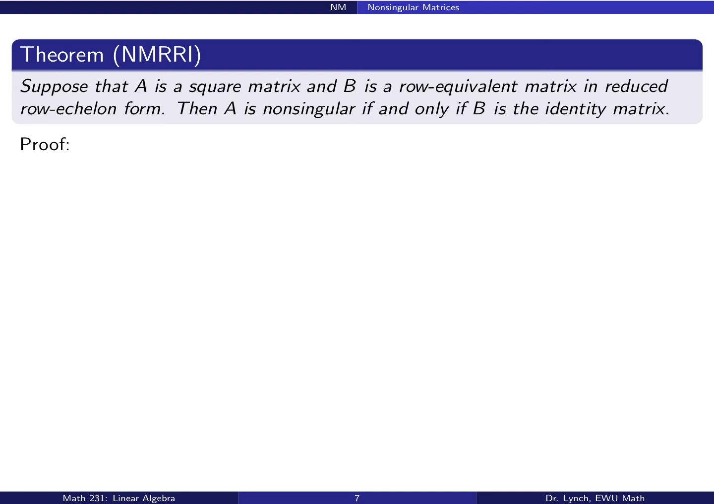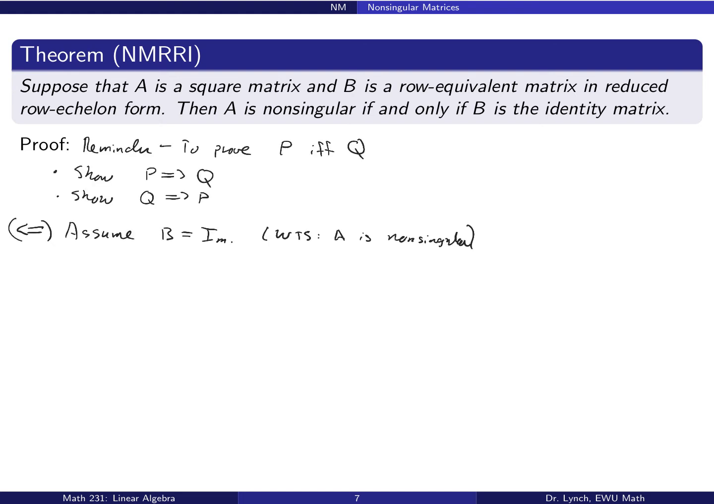If A is a square matrix and B is a reduced row echelon form of that matrix A, then A is non-singular if and only if B is the identity matrix. Okay, so again, here's another example of an if and only if theorem. We'll go ahead and prove this theorem.